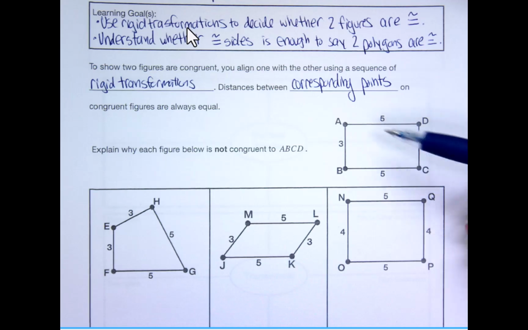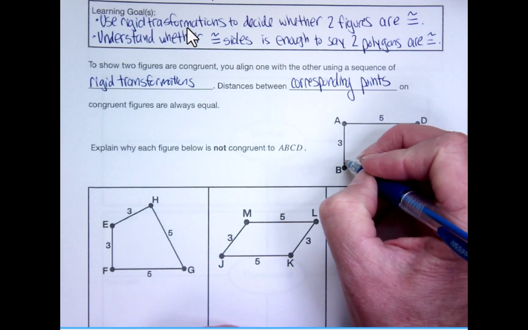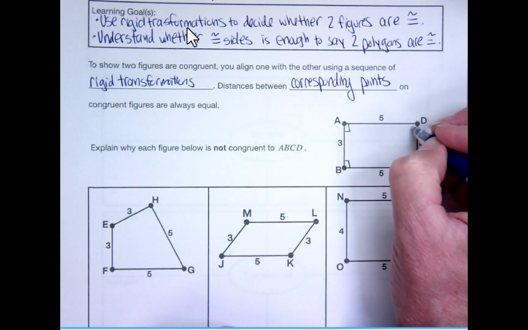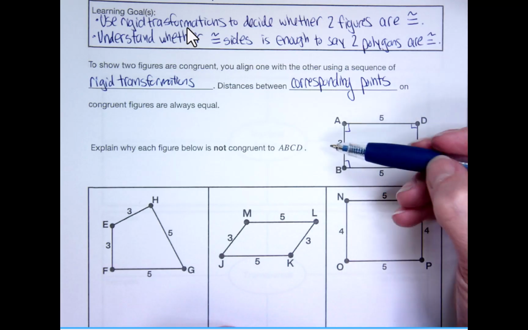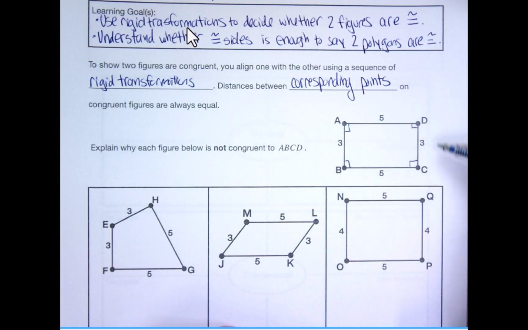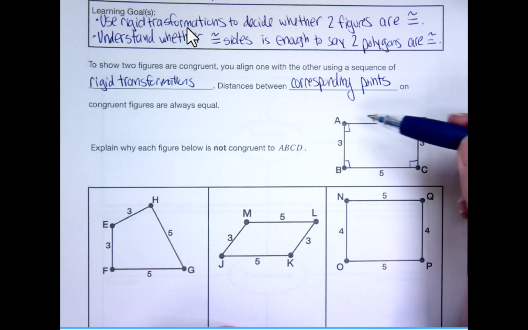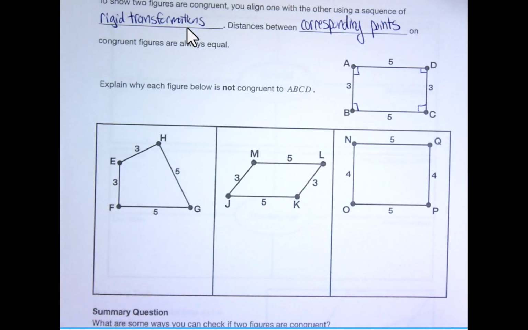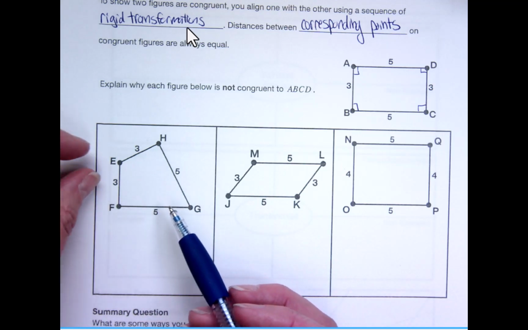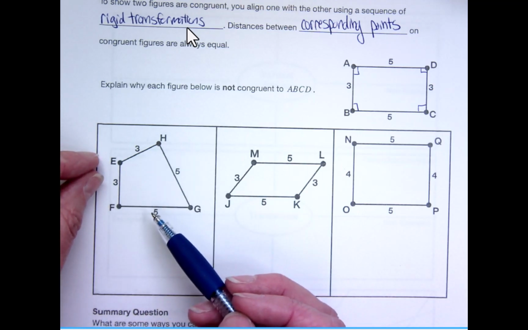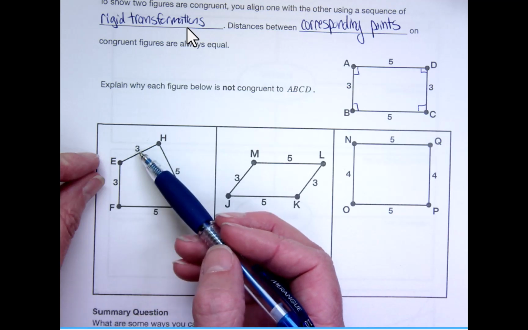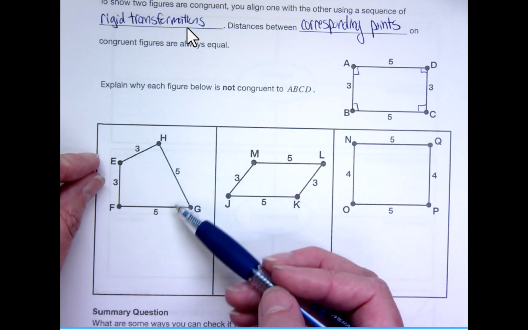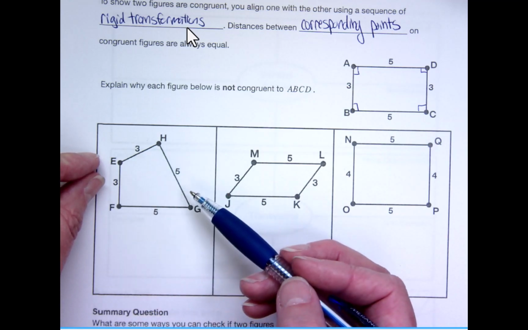So we have rectangle A, B, C, D. It's not marked, but it looks like these are right angles here. We have side lengths of 3 and 3, and the top and bottom are 5 units and 5 units. So I'm going to play devil's advocate here and say, well, this figure also has two sides that are equal to 3 and two sides that are equal to 5, so I think it's congruent.